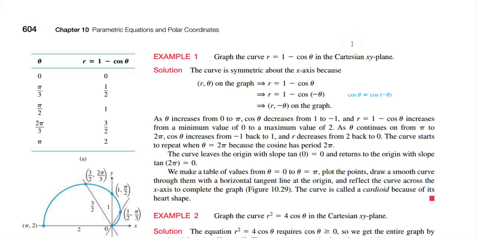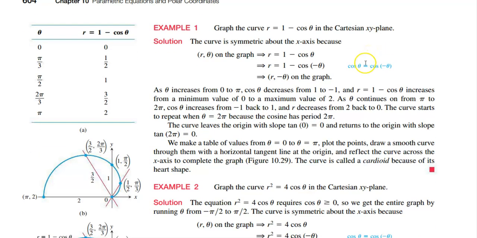So you want to graph the curve r equals 1 minus cosine theta in the Cartesian xy plane. The curve is symmetric about the x-axis because if (r, theta) is on the graph, where r equals 1 minus cosine theta, then cosine theta equals cosine of negative theta, and (r, negative theta) is also on the graph. So we know the curve is symmetric about the x-axis because the cosine function for negative or positive theta is still the same.